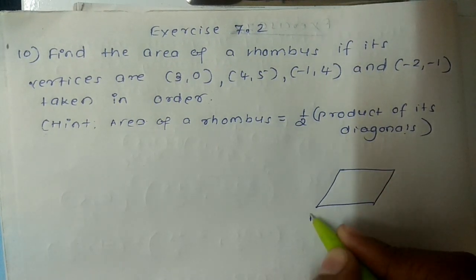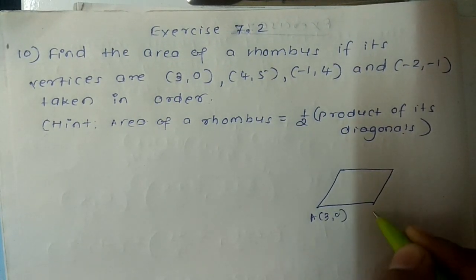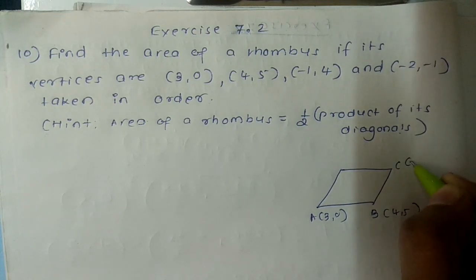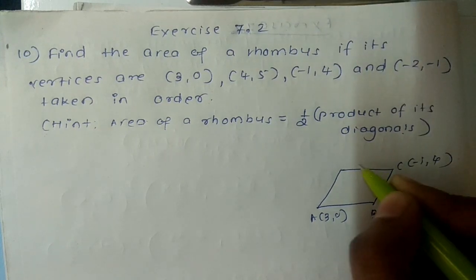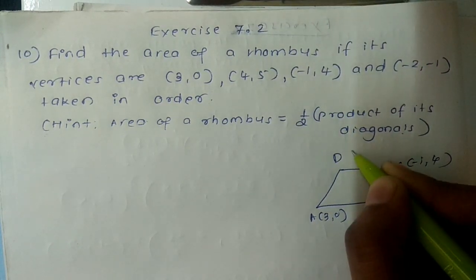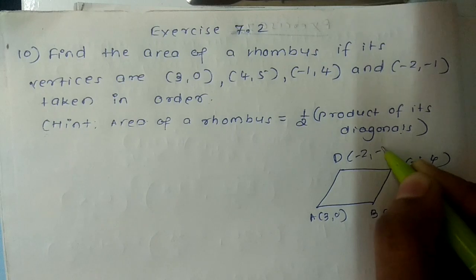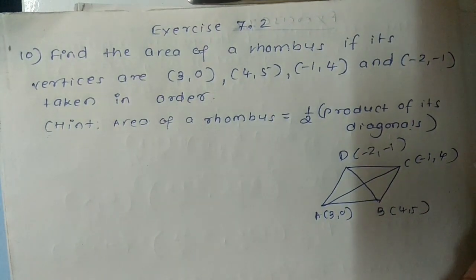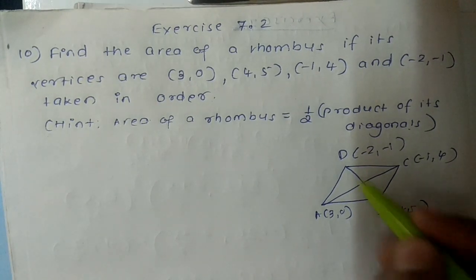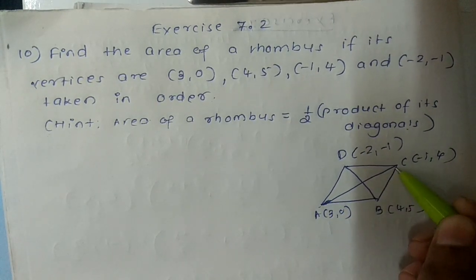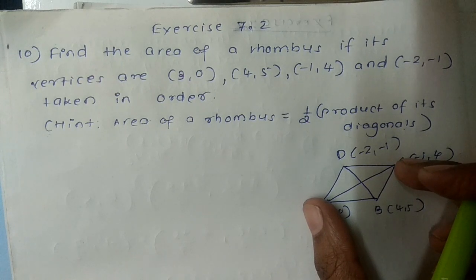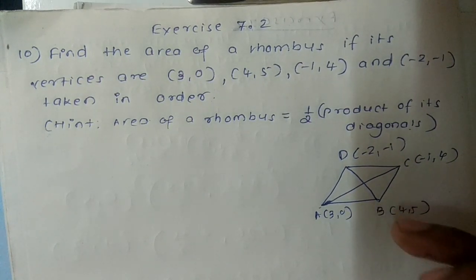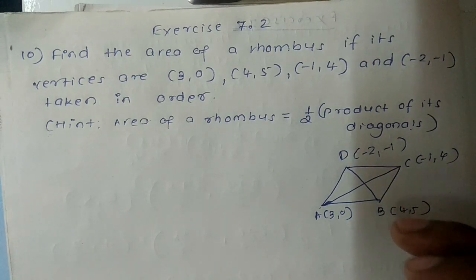So let us take this as A, that is (3, 0), B is (4, 5), C is (-1, 4), and D is (-2, -1). So the diagonals are AC and BD here. We must find the lengths of AC and BD. As we know, A and C are the endpoints of diagonal AC, so using the distance formula we can find the distance AC. Similarly, using the distance formula, we can find the distance BD.